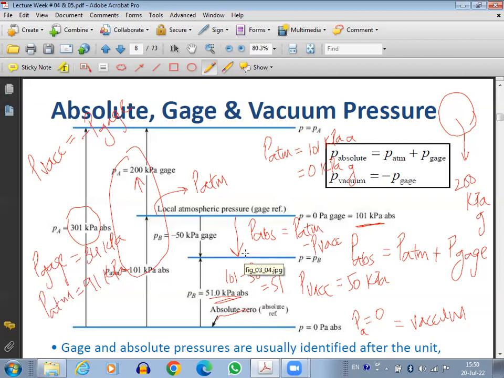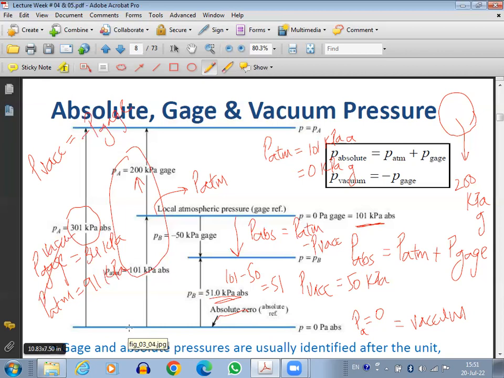Okay. Now suppose that instead of P gauge, I'm saying this is P vacuum. If P vacuum is 34 kilopascal, P atmosphere is 91 kilopascal, what will be P absolute? So it will be 91 minus 34, right? Okay. Is this thing clear?